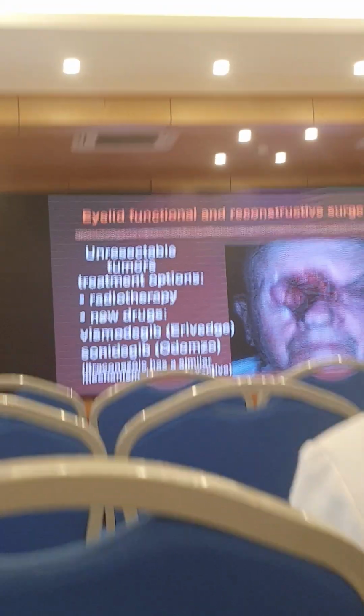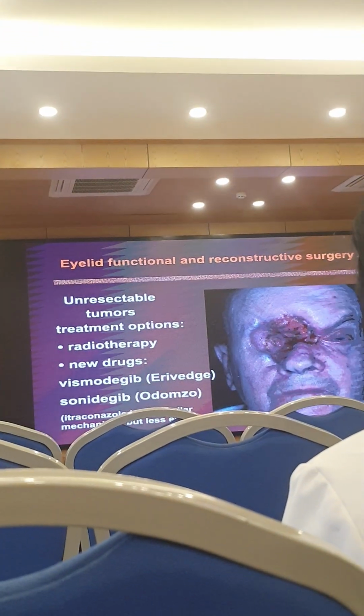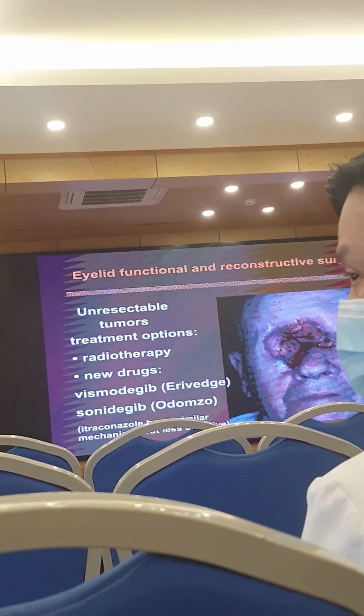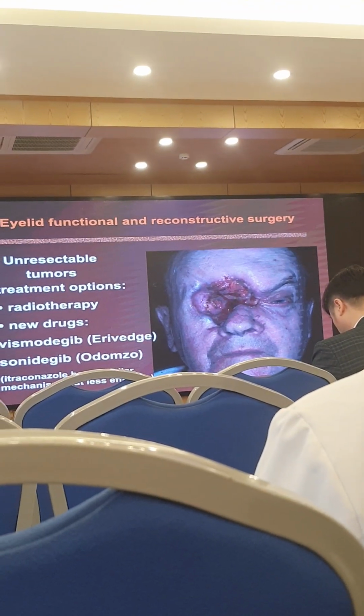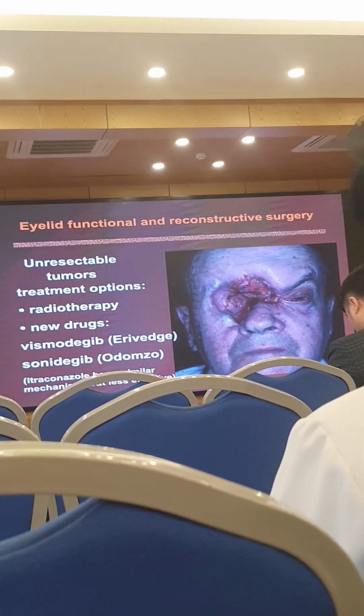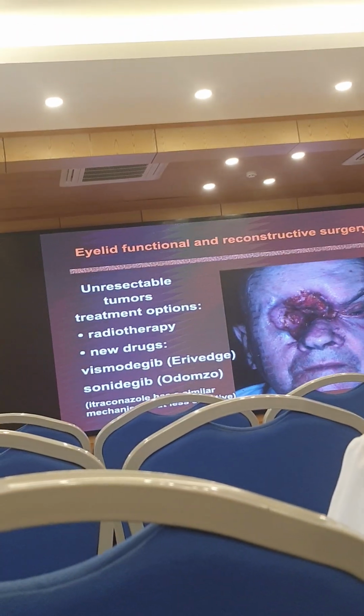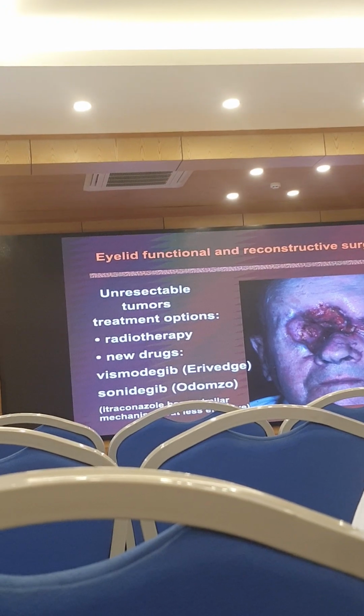Now, what happens when a tumor is not resectable? This tumor is not resectable. It's growing into his skull base. It's around his carotid arteries, into his sinuses. It's in the other orbit. So your options are radiotherapy. It's not a very good option. It doesn't work very well for basal cell.